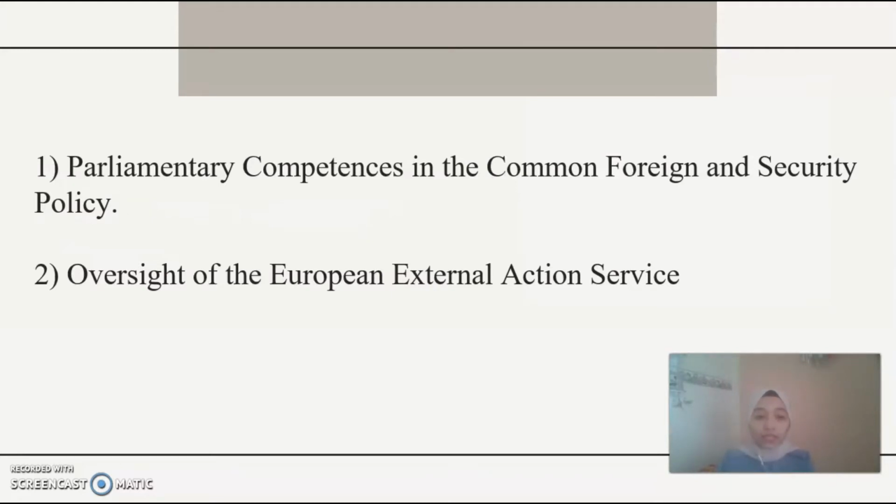So the second point is oversight of the European external actions. The European External Action Service, which is EEAS, known as the EU Foreign Minister, is one of the key institutional innovations introduced by the Lisbon Treaty. It is not a new EU institution, but is considered as a new service in the EU institutional framework.